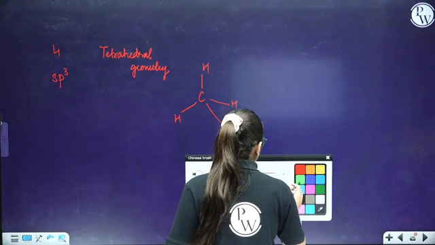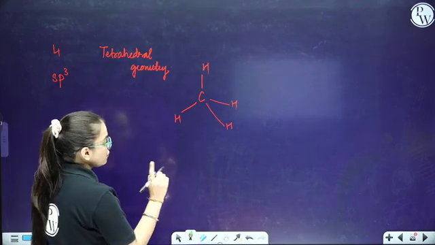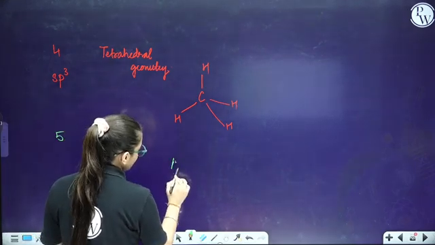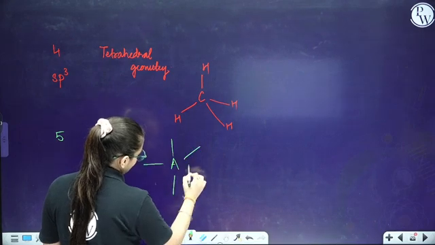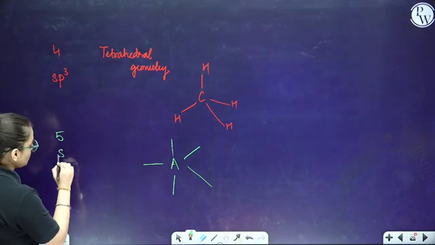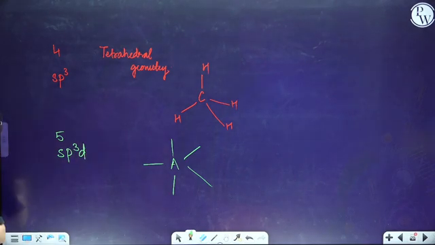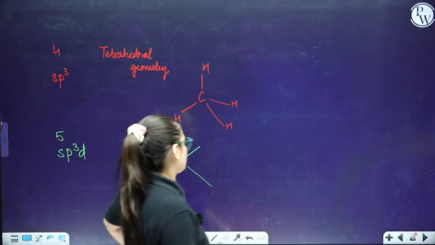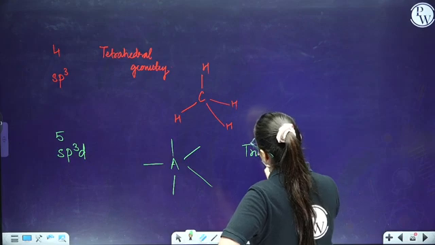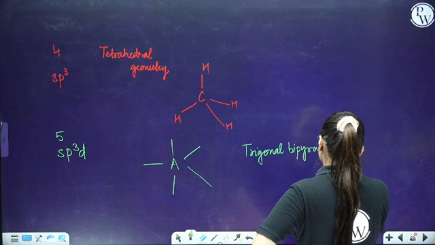Now let's talk about the fifth one. In the case of 5, let us take an atom A. It is bonded with 5 atoms. So this is going to be the shape for the 5 case. Now here, what is going to be the hybridization? 1s, 3p, its sum is 4, now 1d. sp3d. What is going to be the shape? sp3d, trigonal bipyramidal structure.